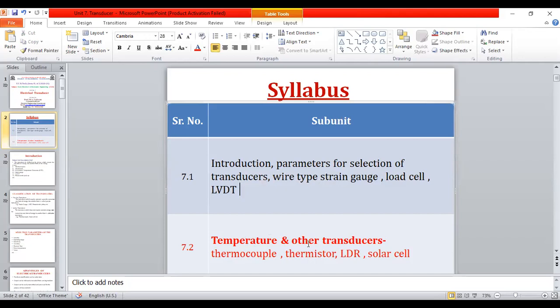The second part is completely related to temperature and other transducers: thermocouple, thermistor, LDR, solar cell, like that, which are related to temperature. The LDR is the light dependent resistor. Others are related to displacement, force, stress and strain, which we are going to discuss. This is the short introduction to the syllabus of the subject.